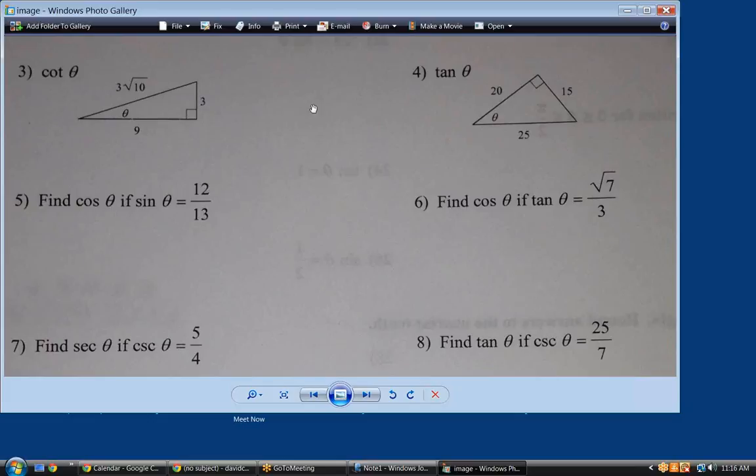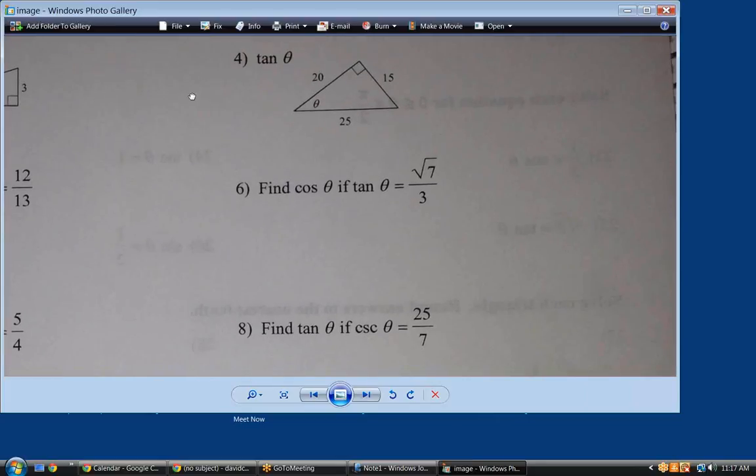Okay, what's cotangent of theta here? So 9 over 3 square root of 10. No. First of all, what's the tangent of theta? Oh, 3 over 9. So what's the cotangent of theta? 9 over 3. Okay, and that's 3. Always make sure you simplify it.